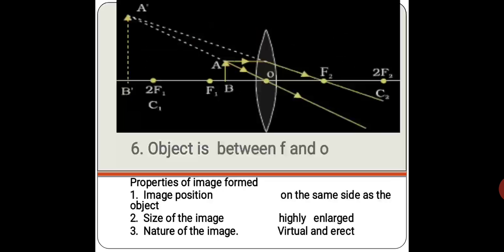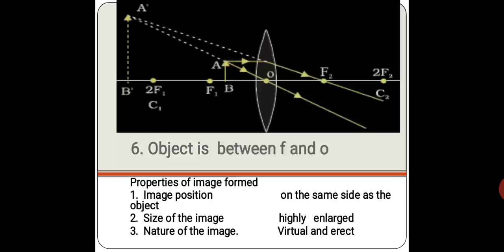When these two rays refract, they don't meet on the other side of the lens. Instead, when we extrapolate these refracted rays, they seem to be meeting in front of the lens itself. These two extrapolated rays will meet in front of the lens itself, thus forming an image A dash B dash. And the properties of the image thus formed are that the image is on the same side of the object, the size of the image is highly enlarged, and the nature of the image is virtual and erect.